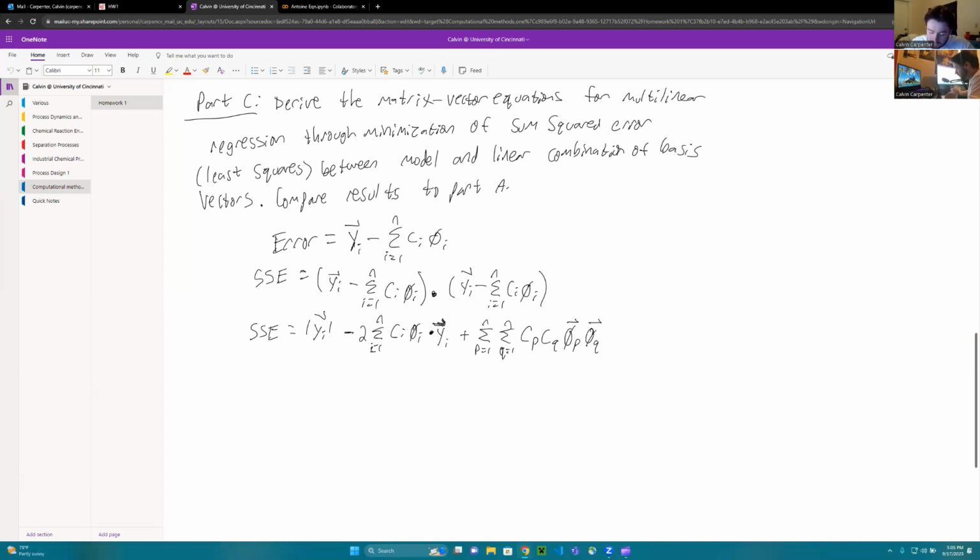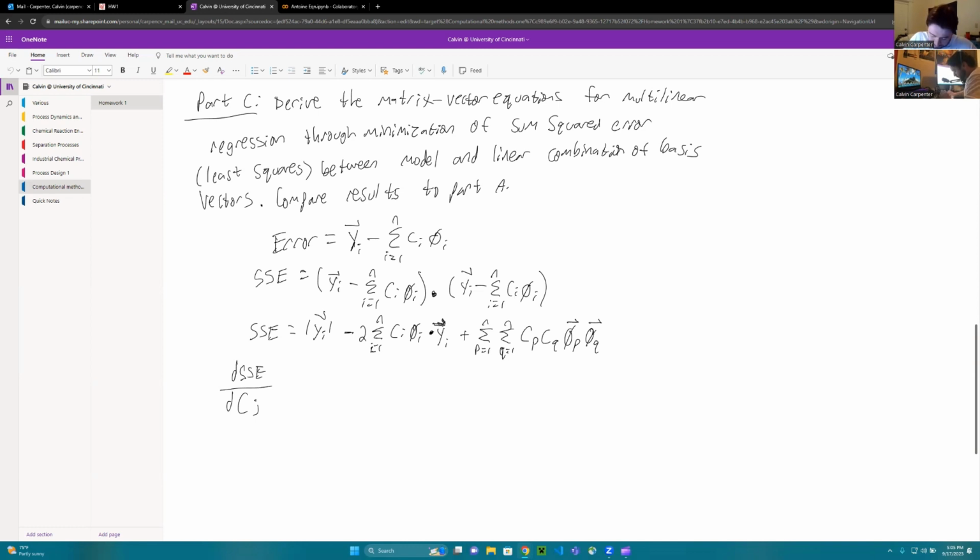All right, so in order to minimize the sum squared error, we're going to want to take the derivative. So the derivative of the sum squared error with respect to... we can't take the derivative with respect to p or q, but we want to set a value within these summations where both of them equal one value at one point. So we're just going to set that value equal to j.